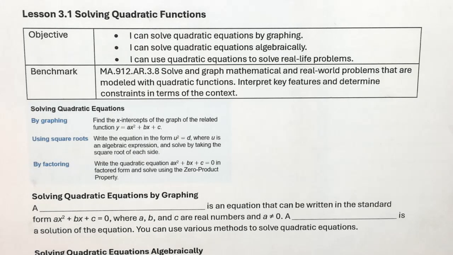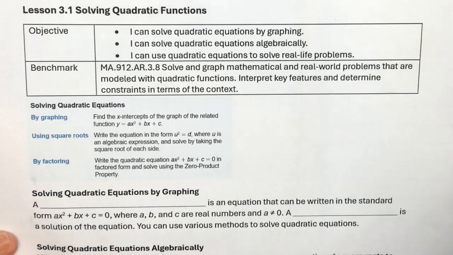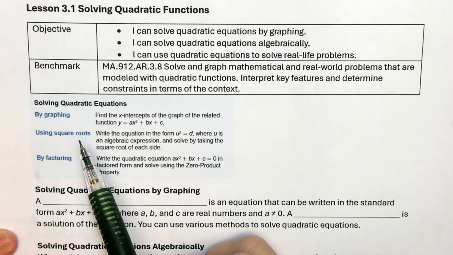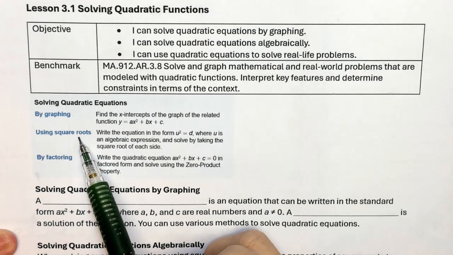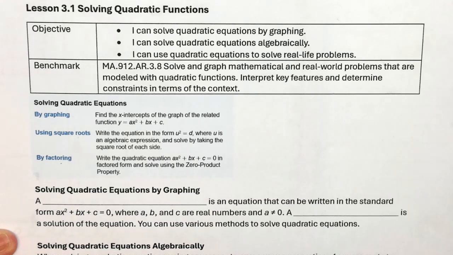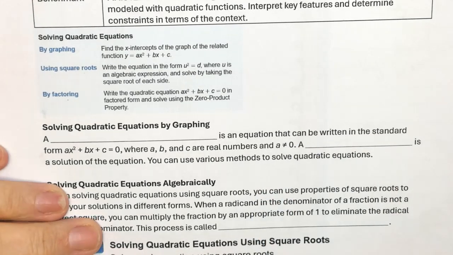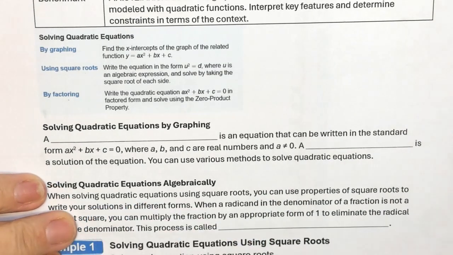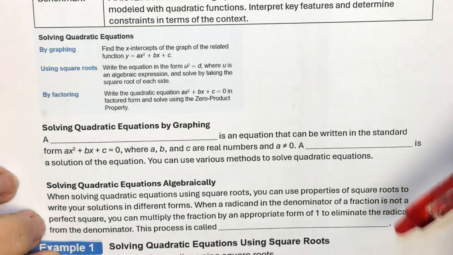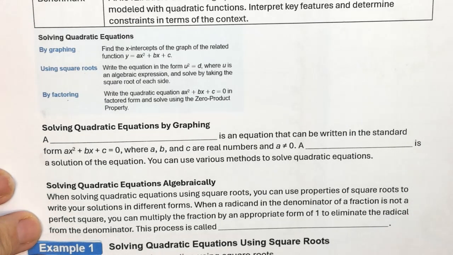So, how do we solve quadratic equations? Well, we can do them three ways. We can graph them, we can use square roots, and we can factor them. Solving a quadratic equation by graphing: a quadratic equation in one variable is an equation that can be written in the standard form ax squared plus bx plus c equals 0. A root of an equation is a solution of the equation. You can use various methods to solve quadratic equations.